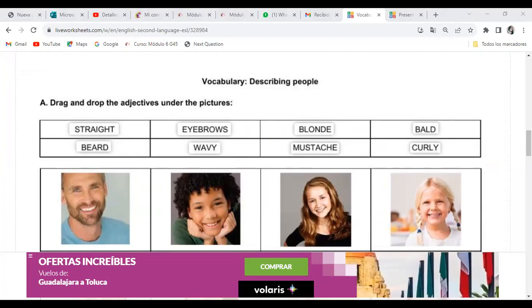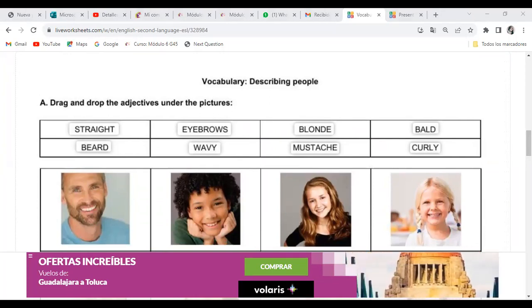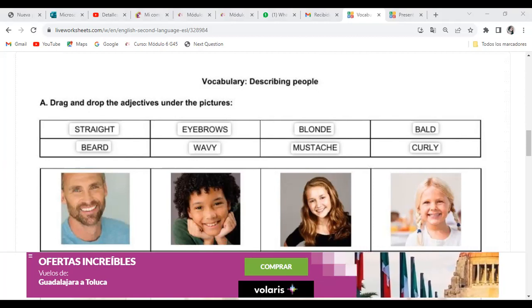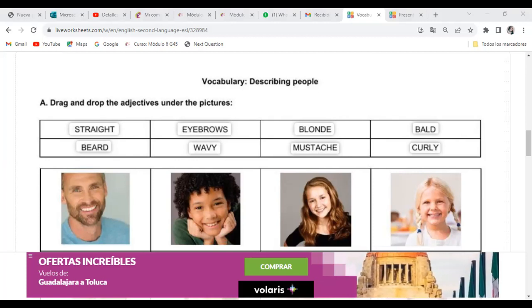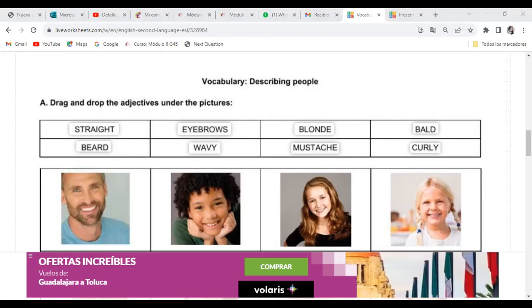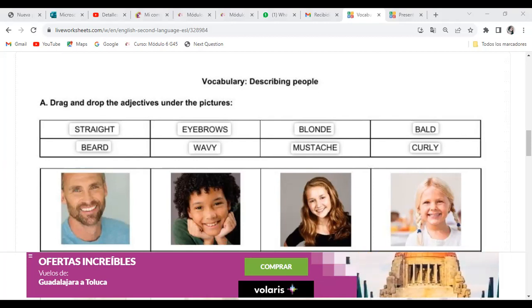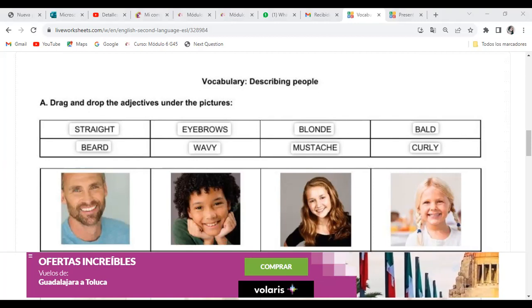¿Cómo eres físicamente? Pero esta pregunta se puede confundir con otra que es muy similar. Vean, se las voy a poner también en el chat. What are you like? Vamos a ver la diferencia entre estas tres preguntas. What do you look like? What are you like? And what do you like? These are, okay? What do you look like? What are you like? And what do you like?